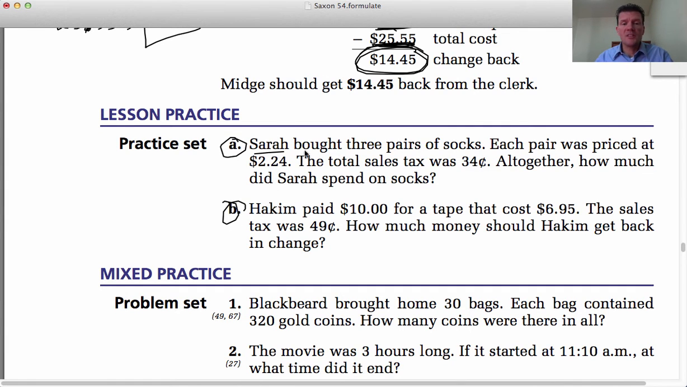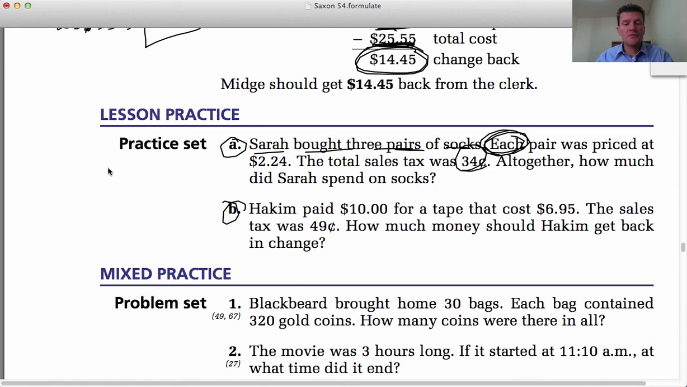Sarah bought 3 pairs of socks. Each pair was priced at $2.24. The total sales tax is 34 cents. So altogether, how much did Sarah spend on socks? That's what we want to figure out. So she bought 3 pairs.